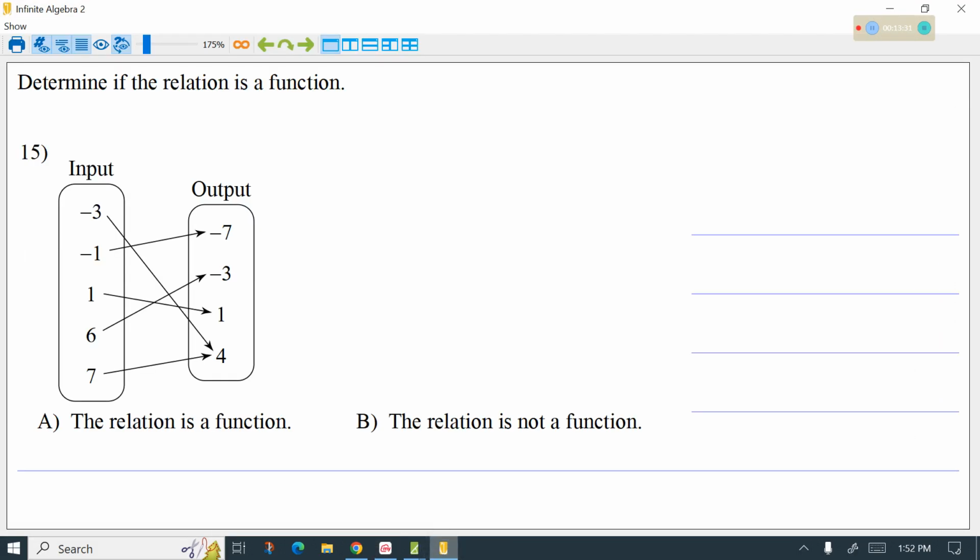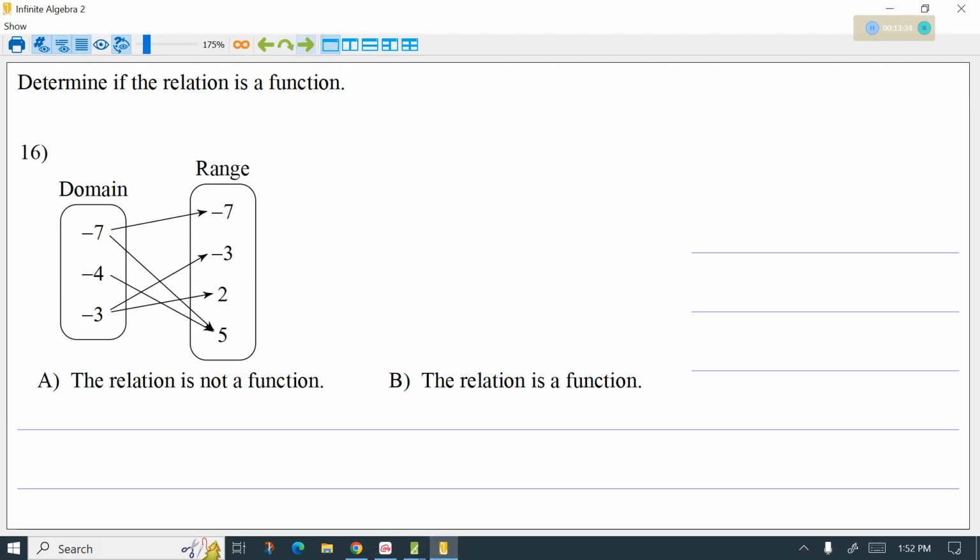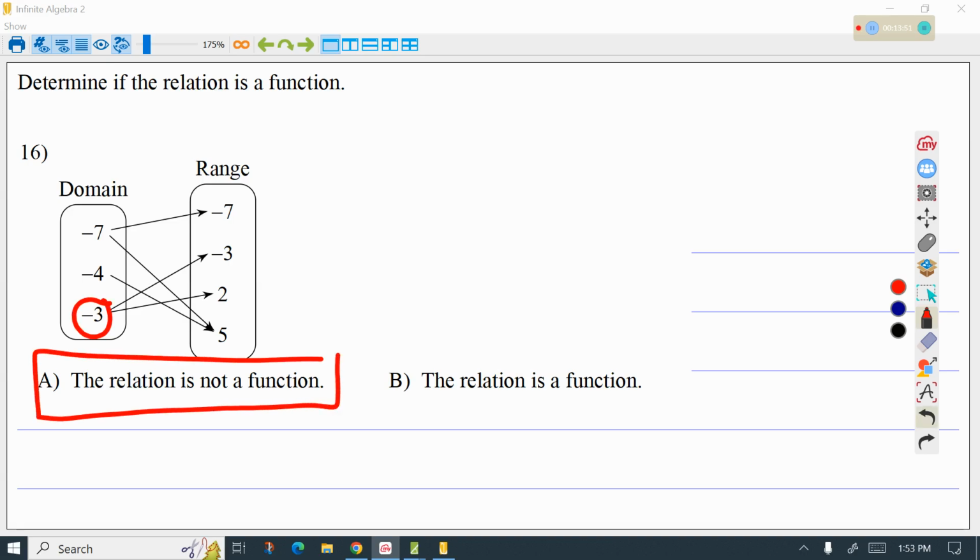So we continue moving on to 16, and we see I changed the words from input and output to now domain and range. Okay? But I'm hoping you can see this time that the negative 3 definitely has 2 arrows leading out of it, right? So this one right here has 2 outputs, okay? That means this is not a function. It cannot be a function if an input has 2 different outputs, the same way we said before, when we put the orange juice into the juicer, I want orange juice to come out, not blueberry juice or something, right?